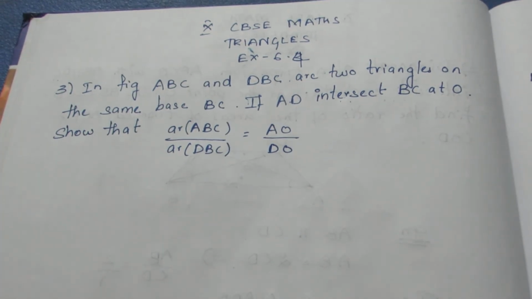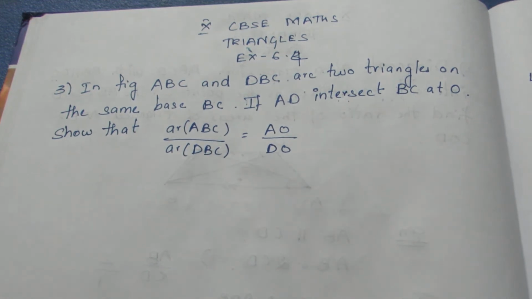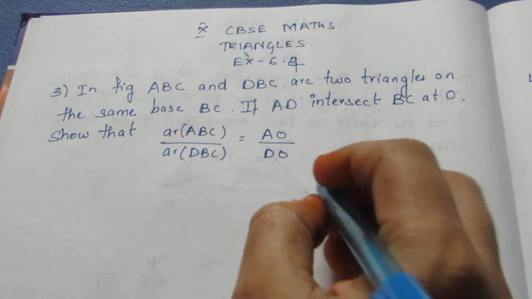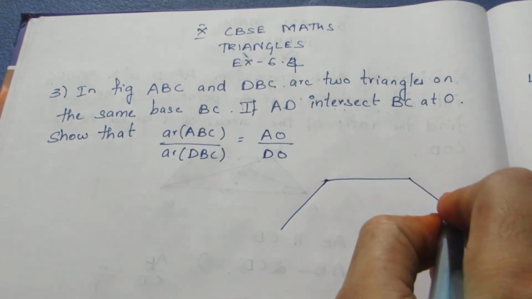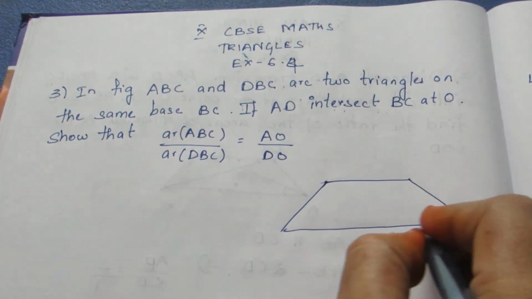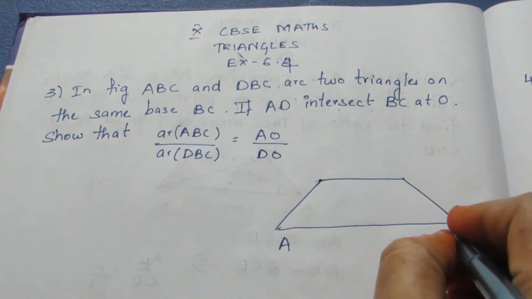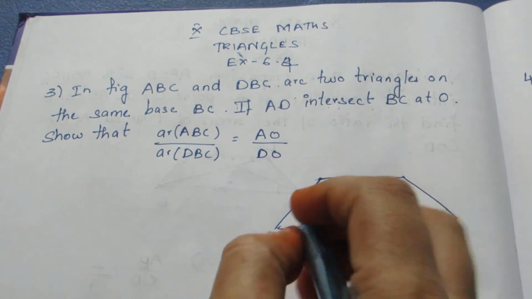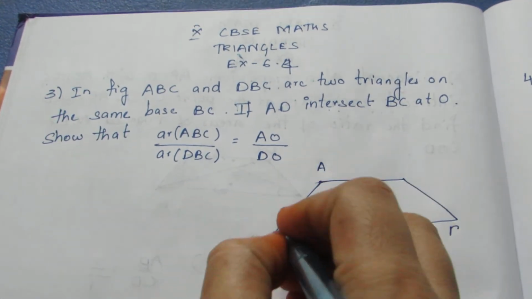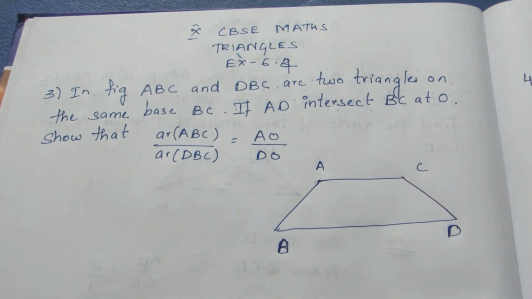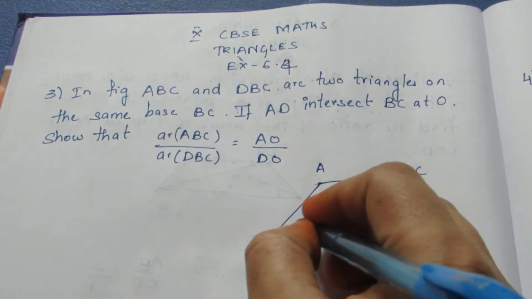Today we are going to see 10 CBSE Maths Triangles exercise 6.4 question number 3. Let's see the question. In the figure, there is a trapezium ABCD, and the diagonals intersect at O.